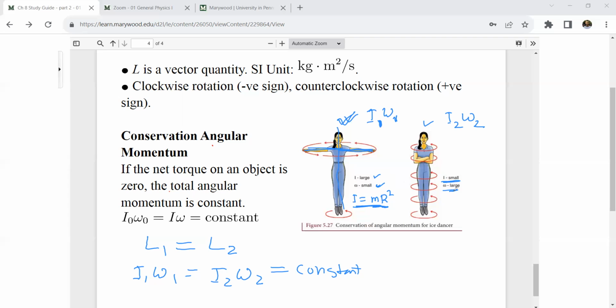What this tells us is that the angular momentum is conserved if there is no net torque acting on the object. If so, I1 omega 1, which is the definition of angular momentum, I omega, is constant. For the first picture, I is large, so omega should be small. In this picture, I is small, so omega should be large.